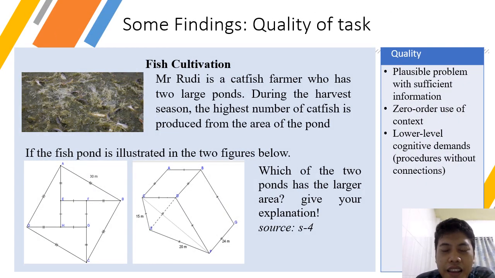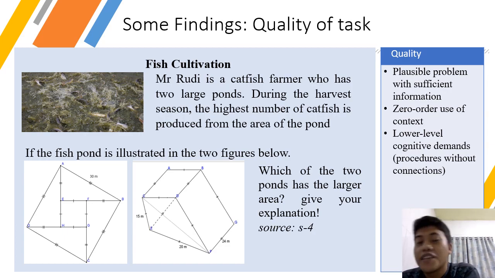Okay, this is one example of how we assess or categorize the problems regarding the quality of the tasks. As you see, this problem has a context of fish cultivation. But if you see the figure here, these figures are not directly related to the situation or the context of fish cultivation, right? Which means that whether or not this figure is given in this problem, it does not influence how the problem solver solves this problem. We can substitute this figure with another figure, for example.